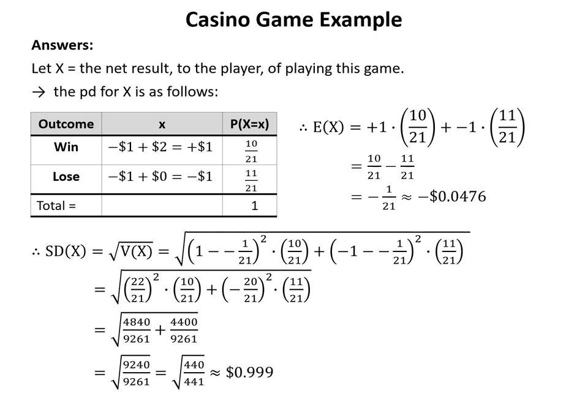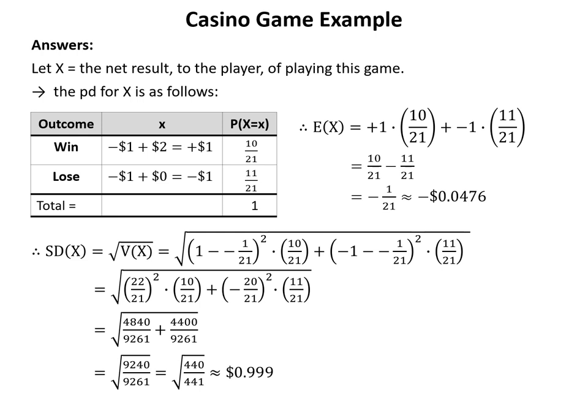Therefore, the expected value of x equals plus 1 times 10 over 21 plus minus 1 times 11 over 21, which equals 10 over 21 minus 11 over 21, or minus 1 over 21, which rounds to 3 sig figs to minus $0.0476. The standard deviation of x is equal to the square root of the variance of x.